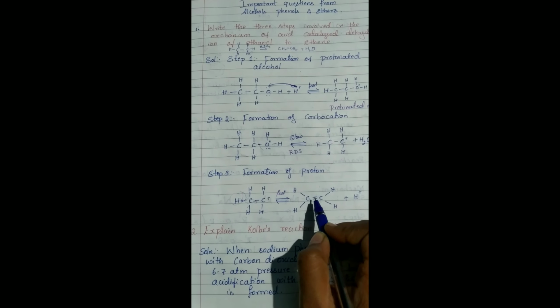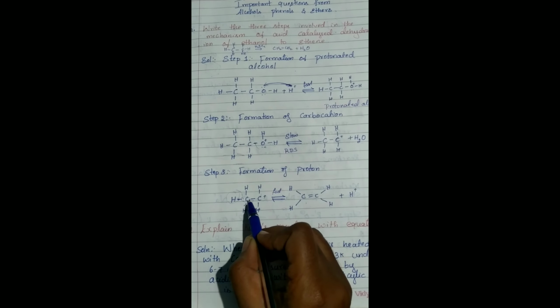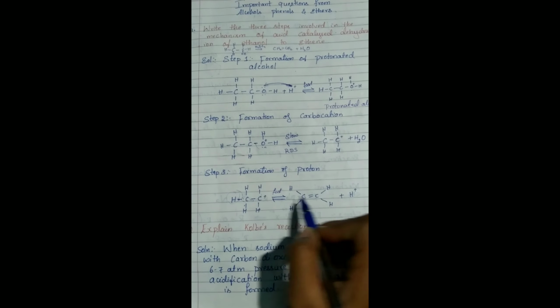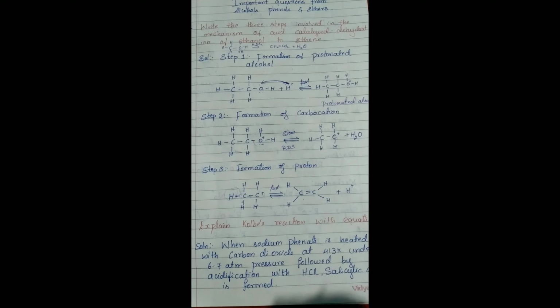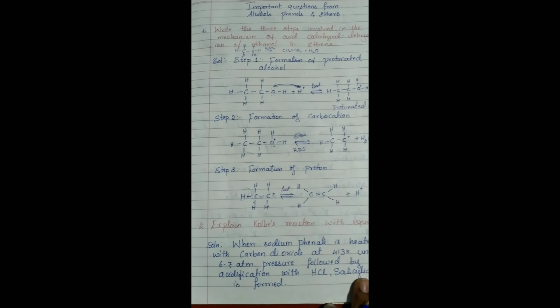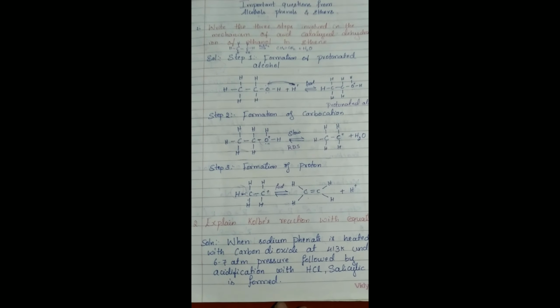In the last step, to stabilize this, one proton will get detached from the molecule and a double bond will form. Here the proton gets detached, so the electrons left behind will make a bond. So this will be converted into an alkene. This is about conversion of ethanol into ethene.